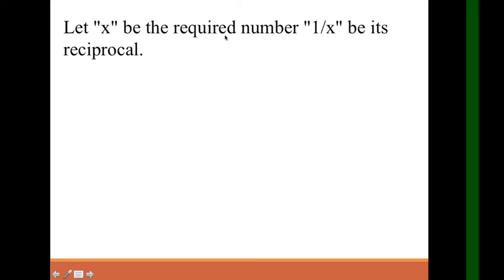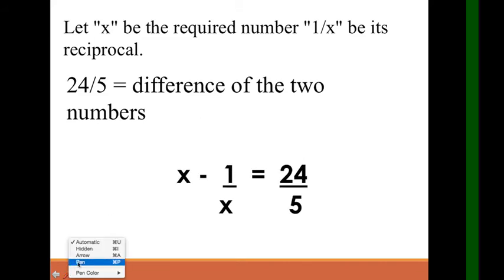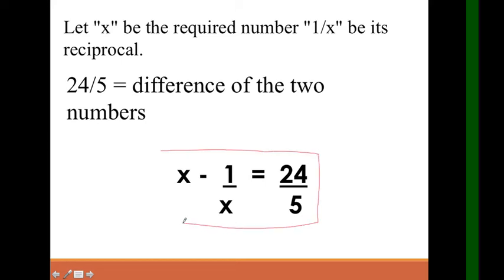Okay, let's have this one. So let x be the required number and 1 over x be its reciprocal. So 24 over 5 is equal to the difference of the two numbers. So the equation that we will be having for this particular problem is x minus, because we're talking about the difference, 1 over x equals the answer, which is 24 over 5. And at this point, we're looking for this x.